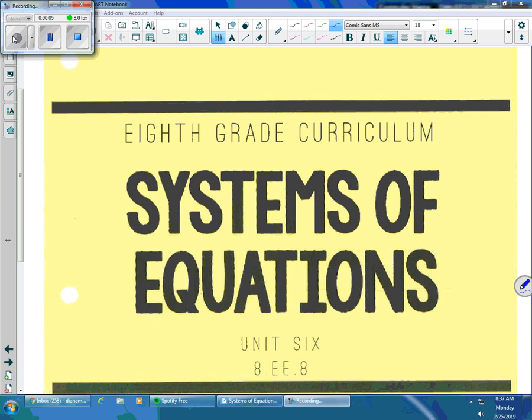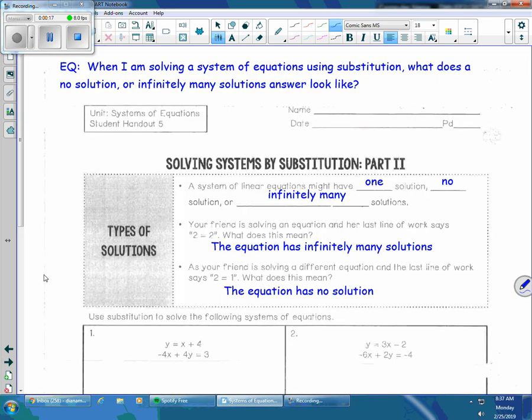We are in Module 4, Systems of Equations. This is a video on solving systems of equations with substitution, Part 2. Please open your packet to page 24, and your page should look something like this, where it says Systems of Equations Student Handout number 5 in the corner. I would like you to add the essential question at the top.